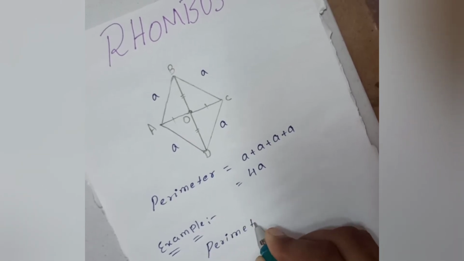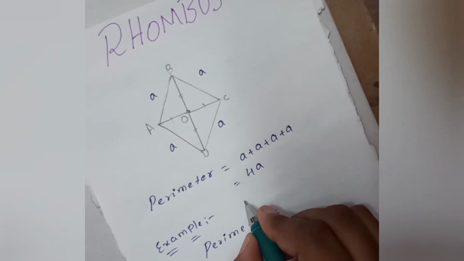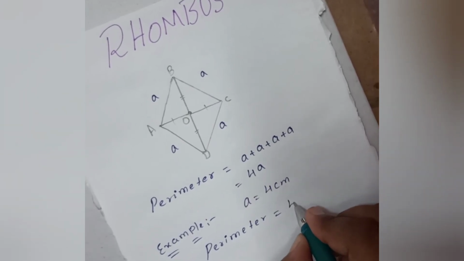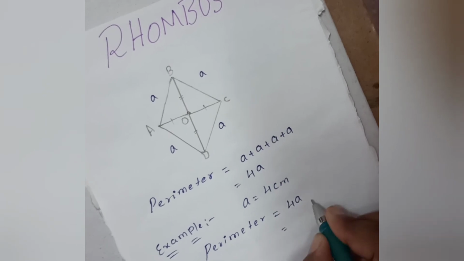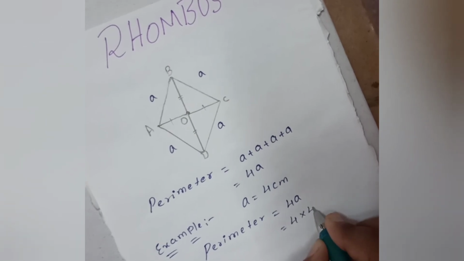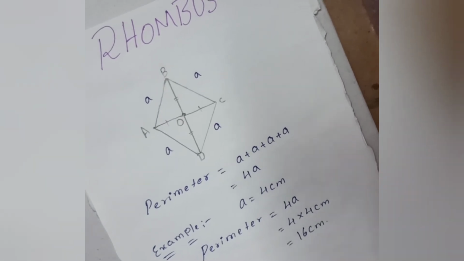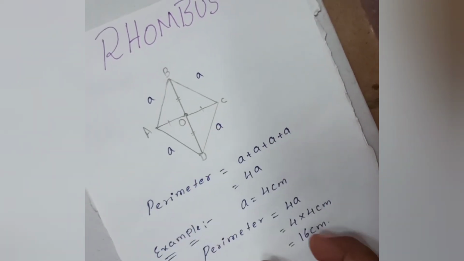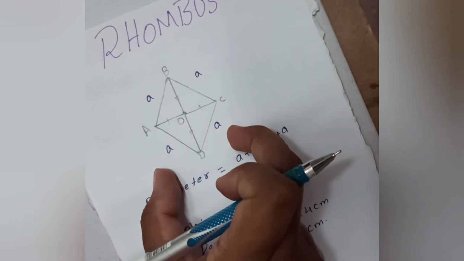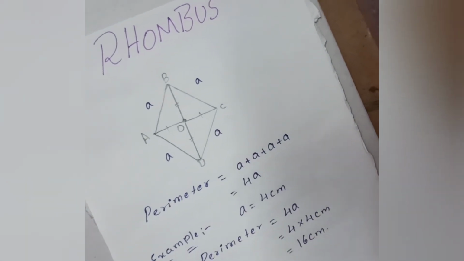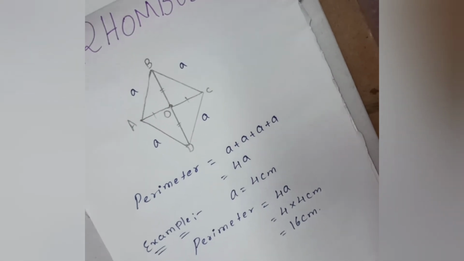So, example. Perimeter of rhombus. A is equal to 4 centimeters. Then we want the perimeter of the rhombus. 4A. 4 into A, which is 4 centimeters. Then what is the answer? 16 centimeters. 16 centimeters is the perimeter of this particular rhombus. Next we are going to discuss the parallelogram. How do we calculate the parallelogram perimeter? Let us see.